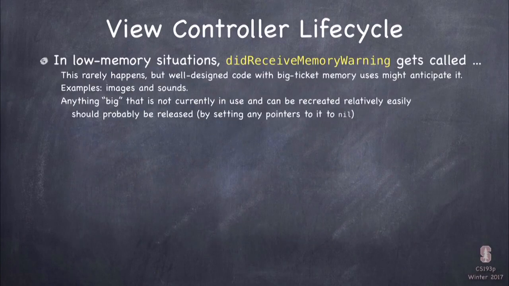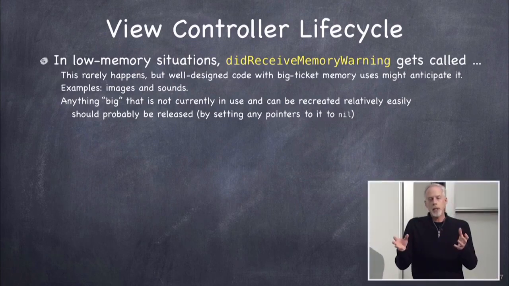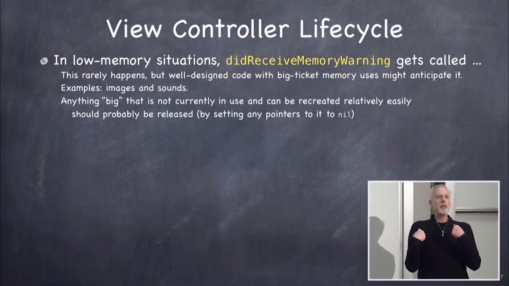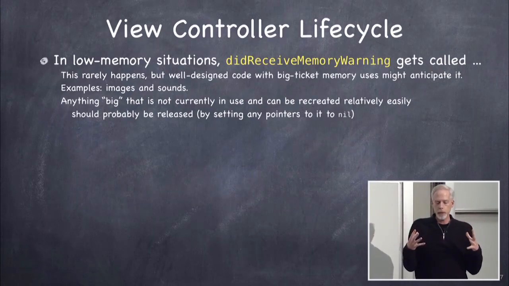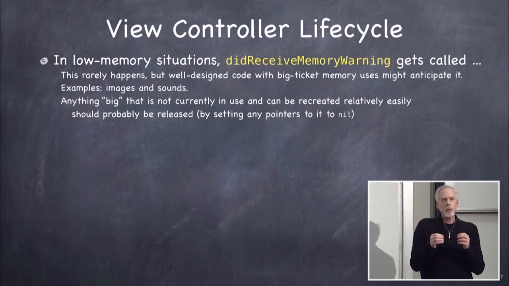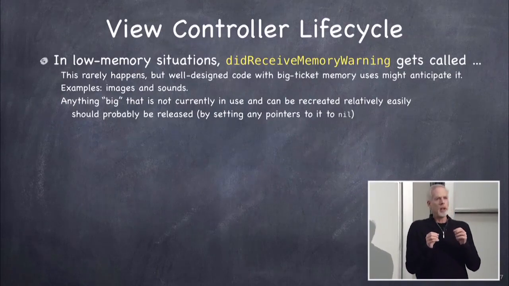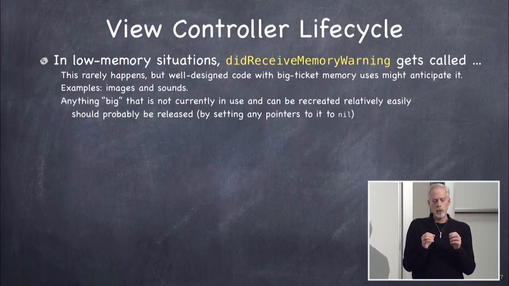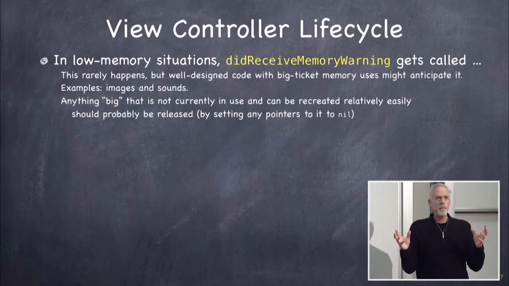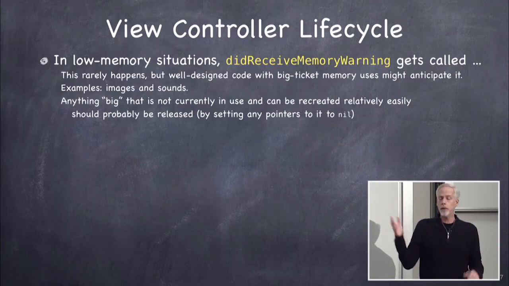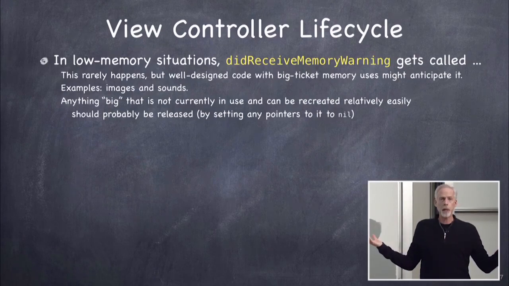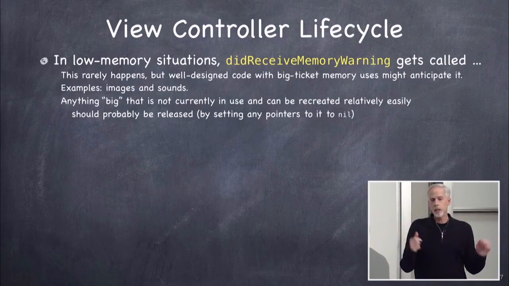Okay, low memory. Did receive memory warning would be sent to your view controller when the system's low on memory and is trying to get some back. This almost never happens. I can't even remember the last time this happened because the device has so much memory these days. Usually if this happens, though, you want to pay attention because you're using a lot of memory. If the system is sending this to you, either you are or some other app is using a lot of memory. By the way, if you're an app that uses a lot of memory and you don't keep it under control, the system has the right to just kill your app. And it will do it, absolutely, even if you're in the background.